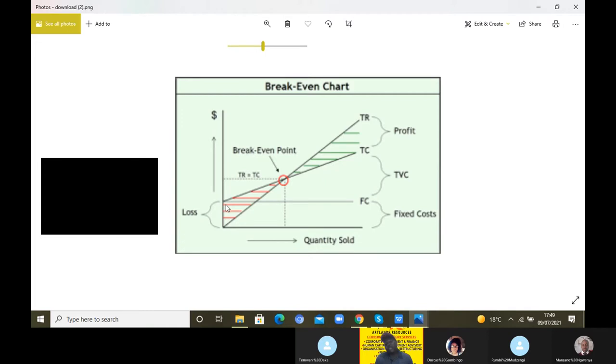Another thing is, total cost is the sum of fixed costs and variable costs. So if we know that fixed costs do not start from zero, it equally means total costs don't start from zero because total costs include fixed costs. However, the total revenue line starts from zero because you only make revenue when you sell. So the point where total revenue and total costs intersect, the output level, is called the break-even point. This dotted line here is the break-even point.